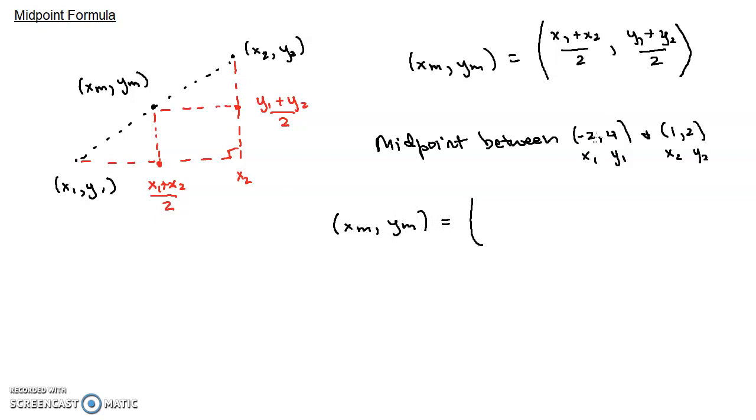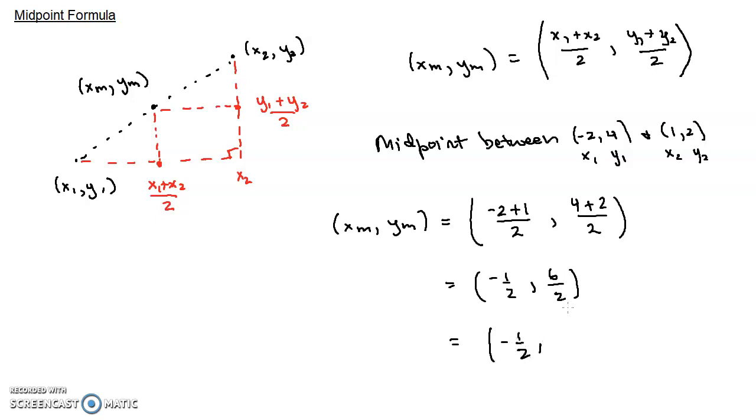okay, we're going to plug it right into this formula. So we're going to do x1 and x2 over 2. And we're going to do y1 and y2 over 2. And we can clean this up a little bit. We're going to have negative 1 over 2. And we're going to have 6 over 2. Negative 1/2, we can't reduce that at all, but 6 over 2 is the same as 3. So our midpoint between these two is negative 1/2, 3. Okay, and that's it for the midpoint formula.